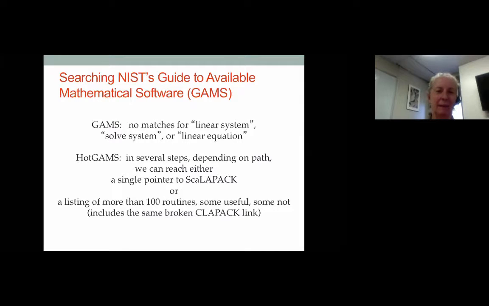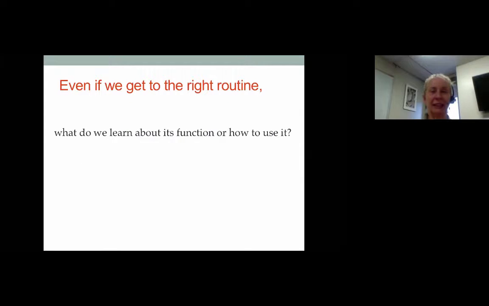And so I went into GAMS, and I searched on linear system, and then I had to click through lots of things, and I had to make some choices. And at the very end, one of the results I got was a pointer to ScaLAPACK. That's the parallel version of LAPACK. So again, a great big package, this time of parallel routines. Or if I made some other choices, I got down to a listing that had 100 routines, some of which I cared about and some of which I didn't. But that same broken CLAPACK link that we came upon before was there in that list of searches. So you can kind of see all three of these represent taxonomies of mathematical software, but they leave some things to be desired.